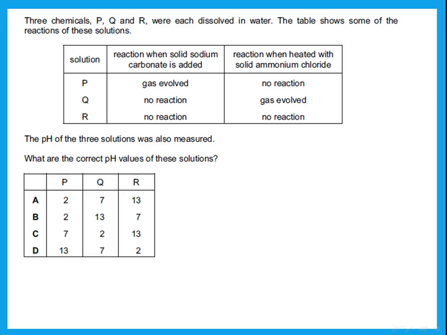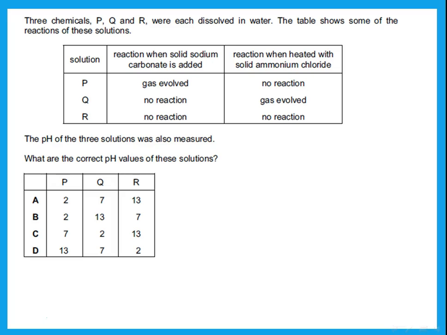We said if I put P on sodium carbonate, that will give off a gas. Now, that means that P is what? What was the test for carbonate? The test for carbonate was I add acid and it gives off carbon dioxide gas. So P must be an acid. And we said acid means pH 2 or pH 7 or pH 13? pH 2. So my answer is either A or B.